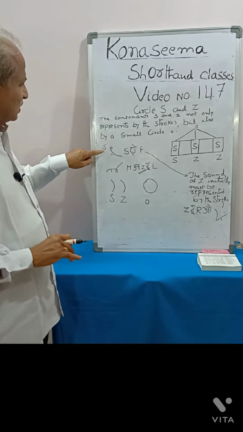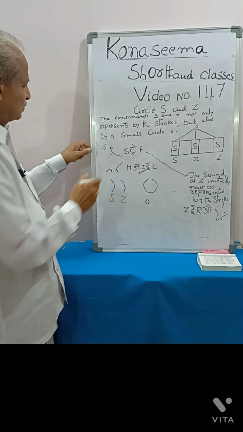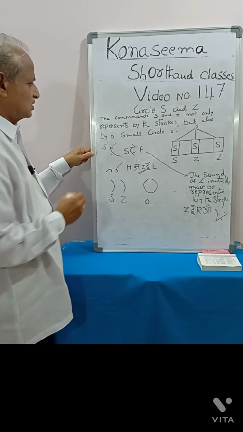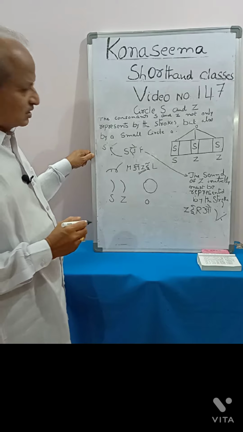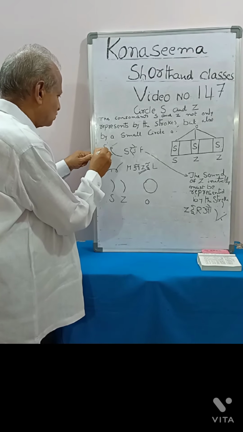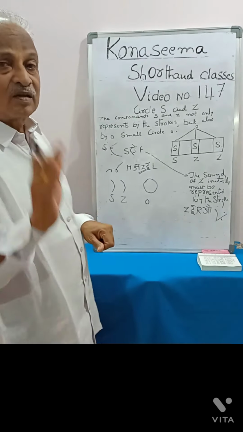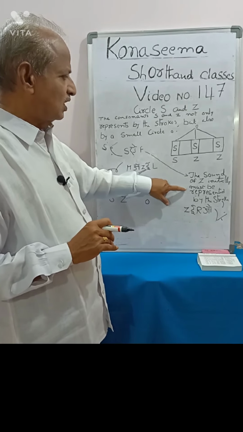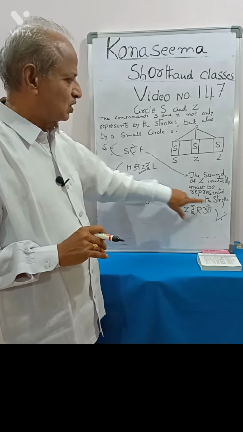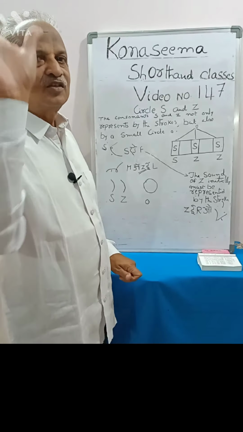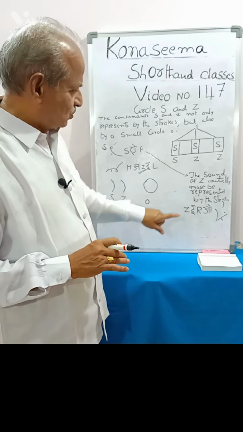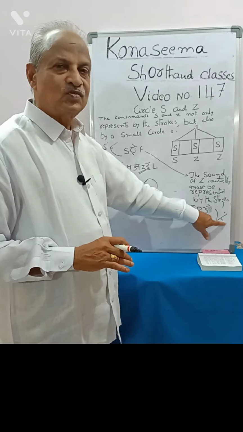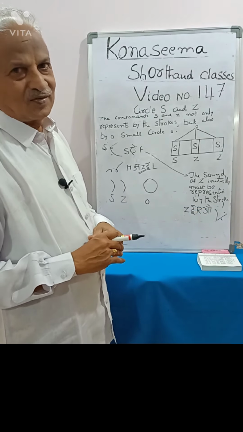You see, safe. This is circle S. If you put the circle S, the sound will be S only. Then how to write Z? The sound of Z initially must be represented by the stroke Z. We should write the stroke consonant only.